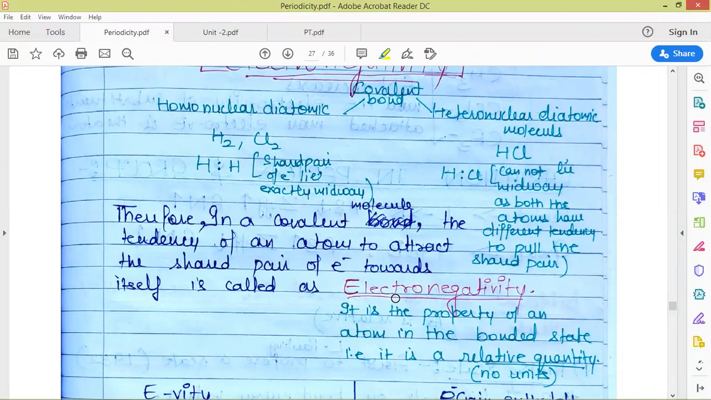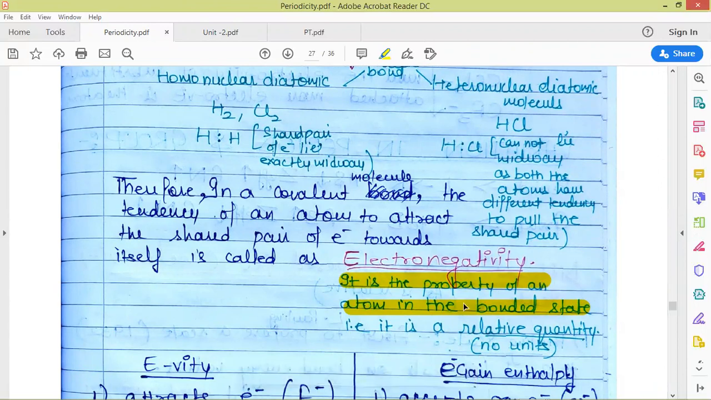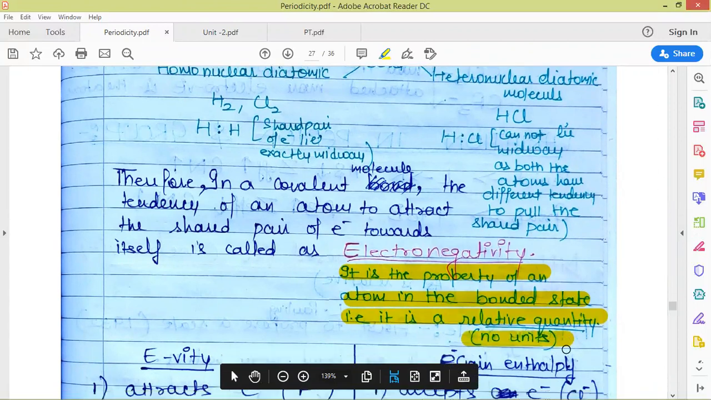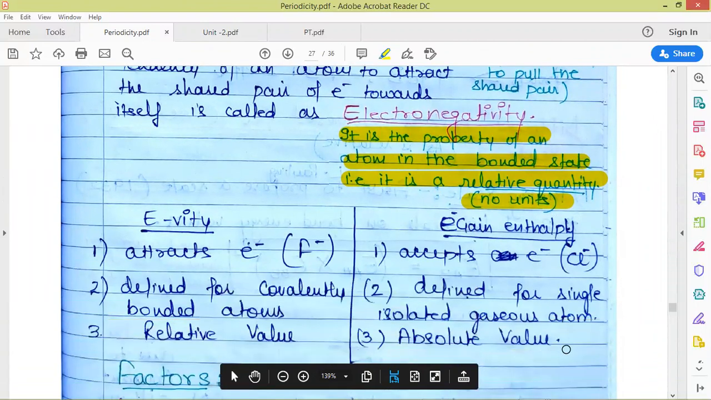It is the property of an atom in the bonded state. The bonding which we are talking about is covalent bonding. So it is a property which is defined in the bonded state, and it is a relative quantity. So it doesn't have any unit. It is not an absolute value. It is a relative quantity.